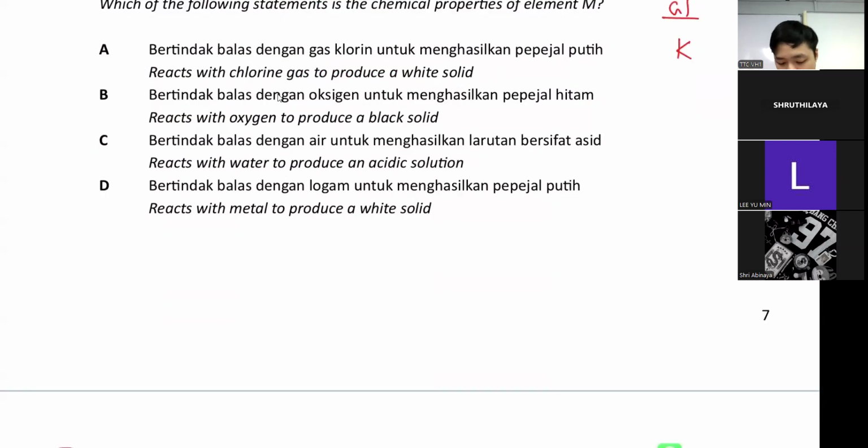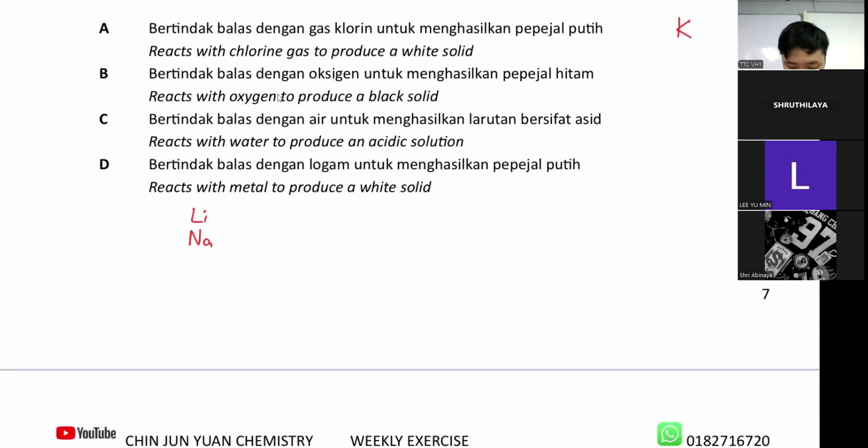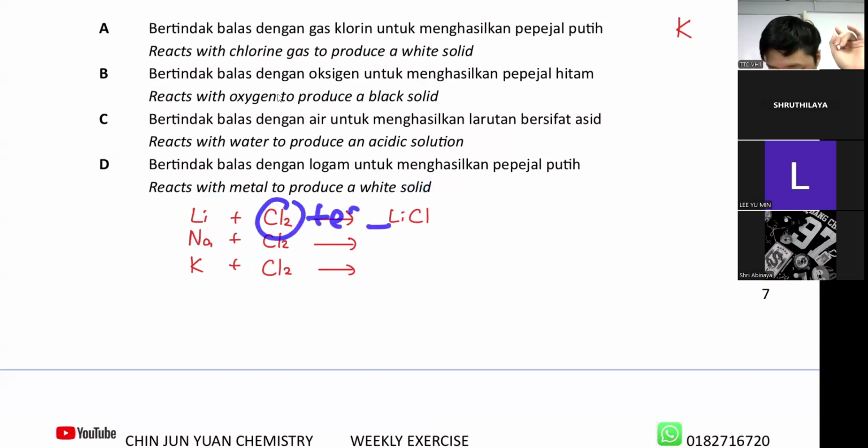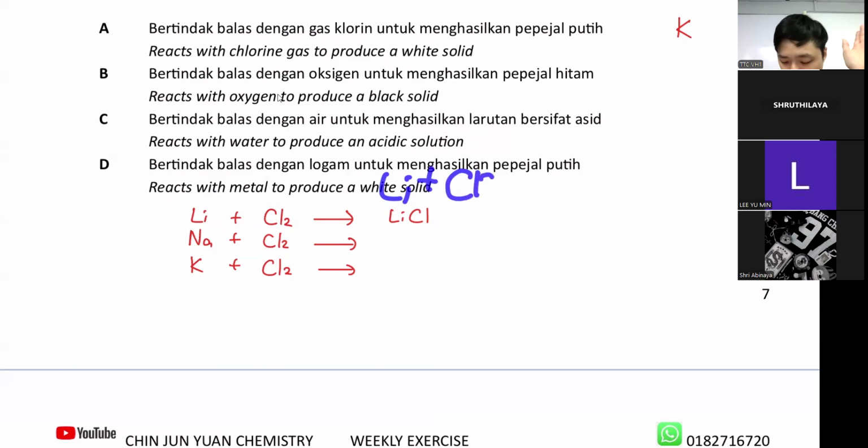Okay, I'll show you. I can show you lithium, sodium, potassium. Okay. They are all in the same group as potassium, so they all can react with chlorine gas. Chlorine gas is Cl2. You will get LiCl, because all these will donate 1 electron to become 1 positive charge. Cl will receive an electron and become Cl 1 minus. So Li 1 plus and Cl 1 minus, you will get LiCl.